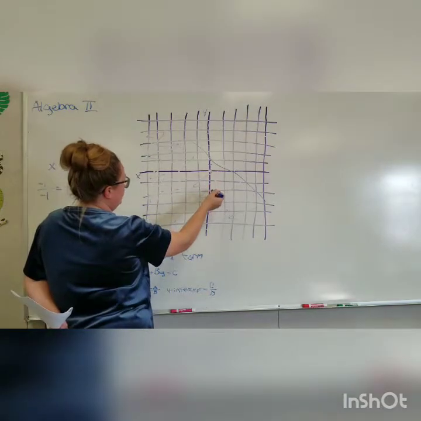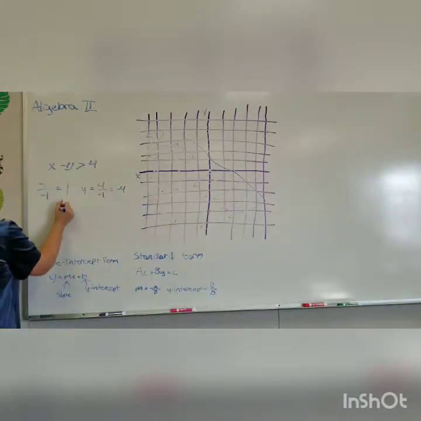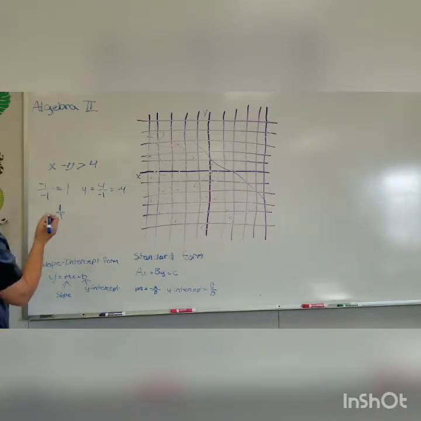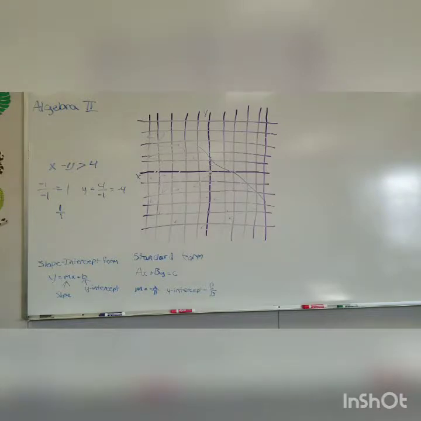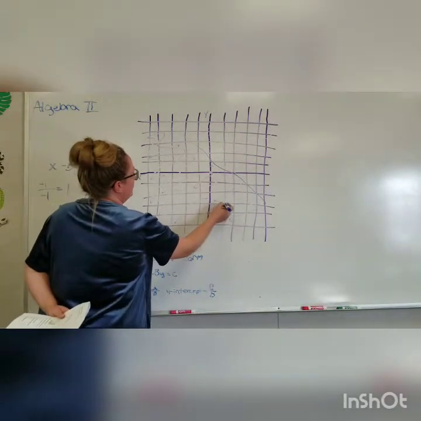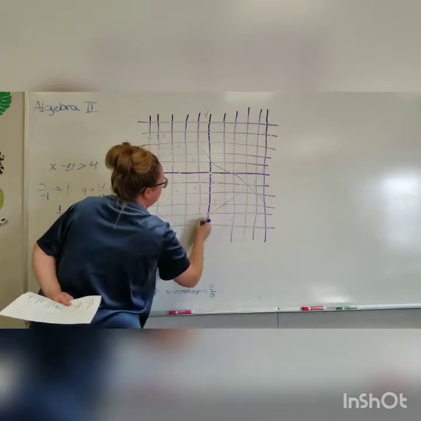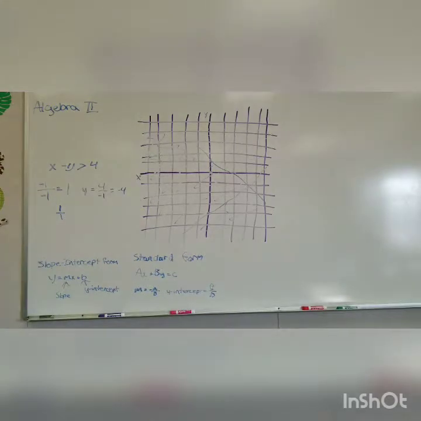So 1, 2, 3, 4 right here. And then it has a slope of 1. Anytime you have a whole number for a slope, you have to put it over 1. So 1 over 1. That means a rise of 1, a run of 1, both positive. So you're going to go up and to the right. So this line is going to go this way. Again with my nice line.